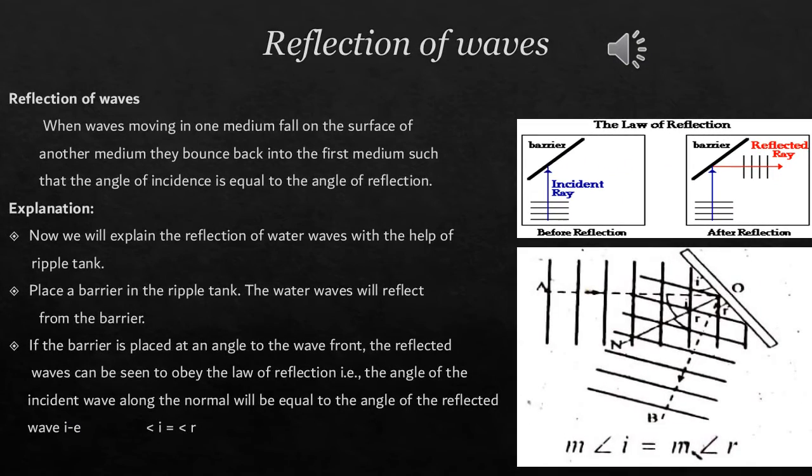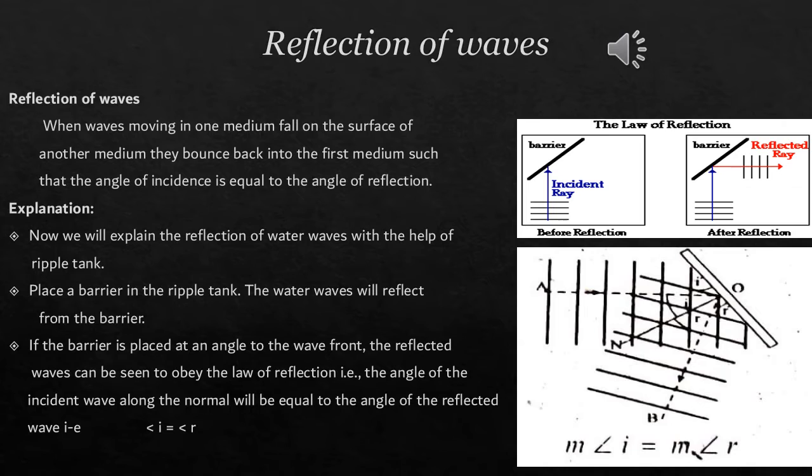Reflection of waves. Dear students, now I will explain different properties of waves with the help of a ripple tank one by one. Reflection of waves. When waves moving in one medium fall on the surface of another medium, they bounce back into the first medium such that the angle of incidence is equal to the angle of reflection. This phenomenon is called reflection of waves.